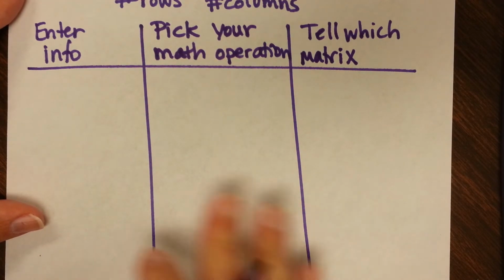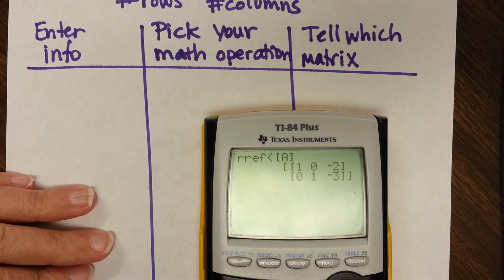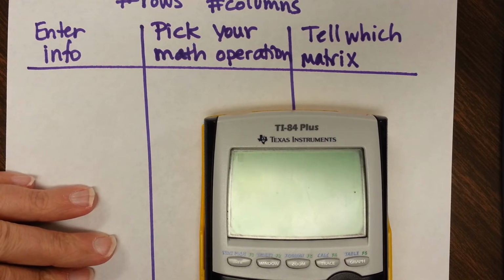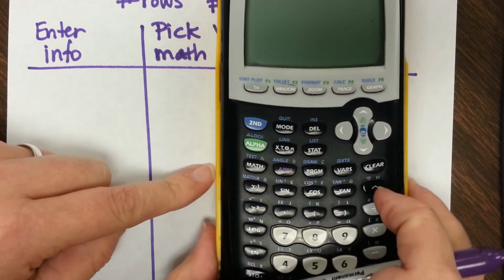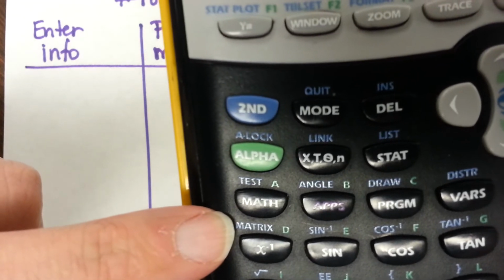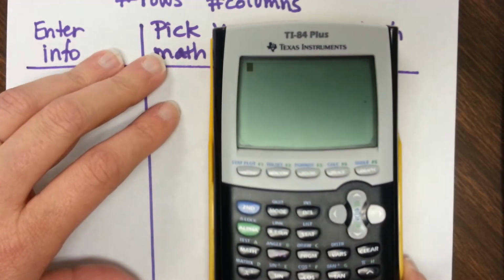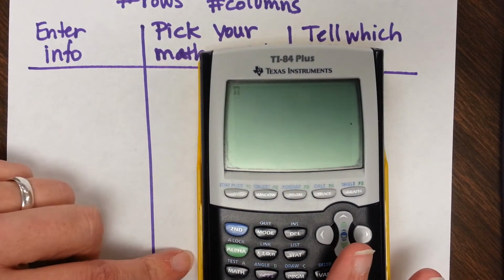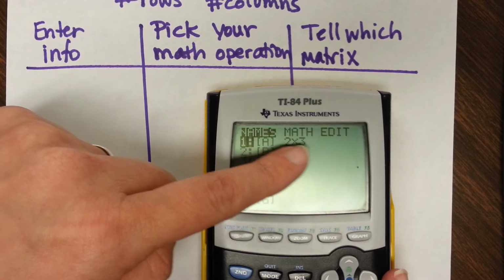On our calculator, when we enter our information, we would be at the regular screen. When we first turn our calculator on, we would clear. We would be at this regular blank screen. There's a button which has an x to the negative 1. Right above that in blue, you see the word matrix. So to be able to use this matrix button, we have to hit second and then the x to the negative 1 button. So I'm going to do that. When I do that, I have three options across the top: name, math, and edit.